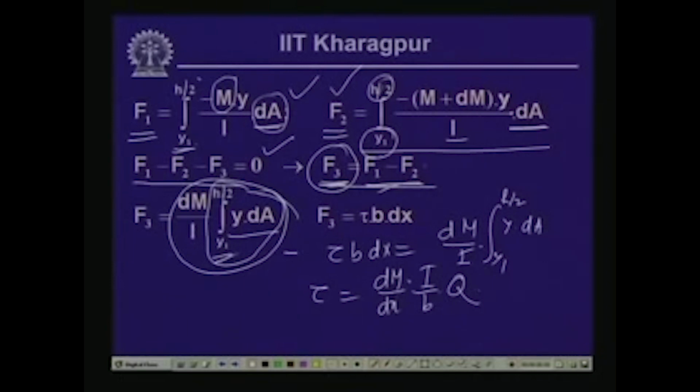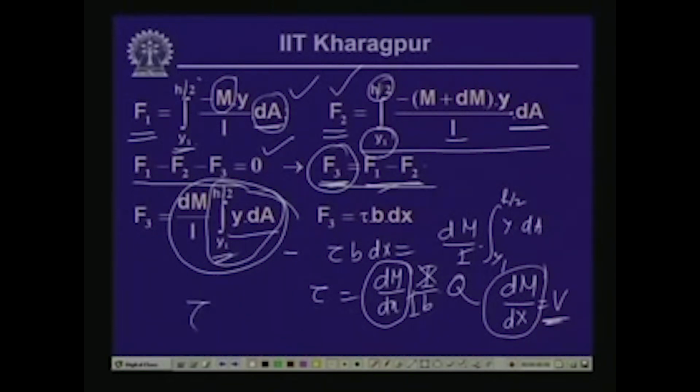Now, you can recognize this parameter dM by dx. dM by dx is nothing but V, the shear force; the rate of change of the bending moment along the length is equal to the shear force. So, sorry, this is I times b. So, tau from this expression is equal to V times Q divided by I times b. This is the expression for the horizontal shear stress.